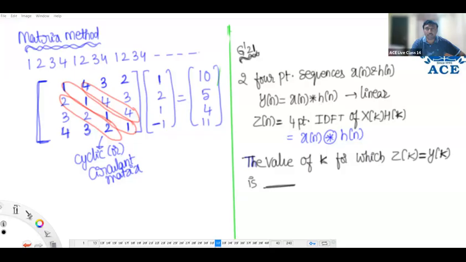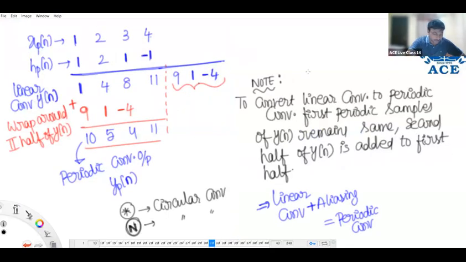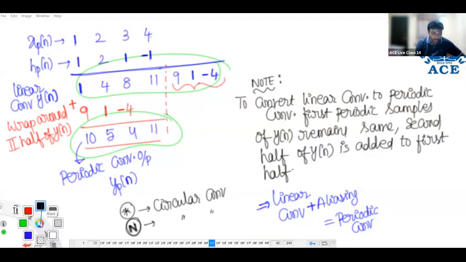Okay, I will show you the last slide. Here the ordinary convolution answer is available. This is the ordinary convolution, and this is the periodic convolution answer. For which index are the answers equal, sir? 11 and 11, they are equal for k equals 3.